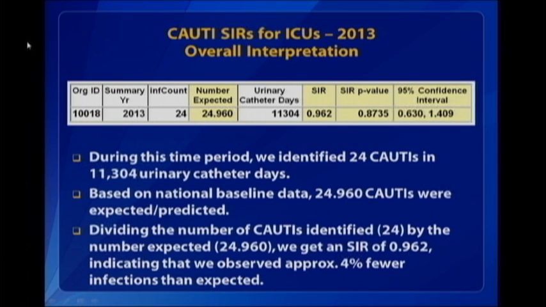So we're going to start interpreting this much like we did for the rate table. We're going to go through the numbers, going through the motions first. We can say during this time period, 24 CAUTIs in about 11,000 catheter days were identified. And based on national baseline data, 24.96 were expected or predicted. Then when you divide the number of CAUTIs identified by the number expected, we get an SIR of 0.962, indicating that we observed approximately 4% fewer infections than expected.